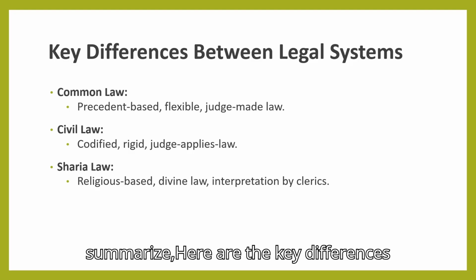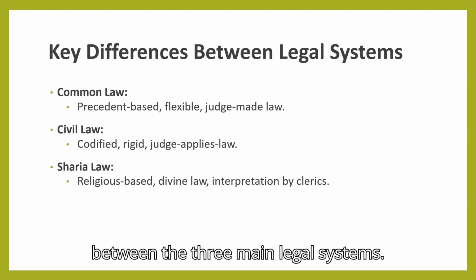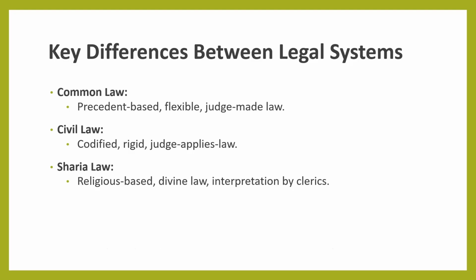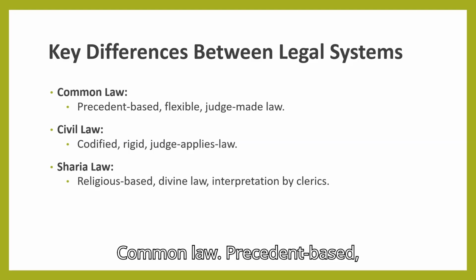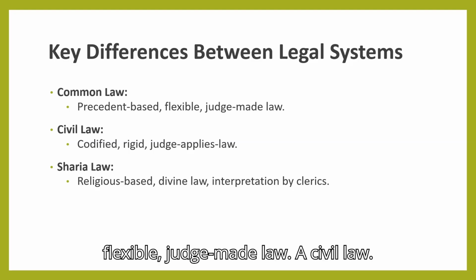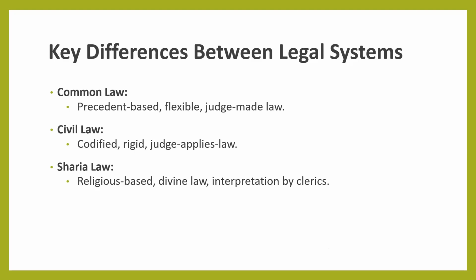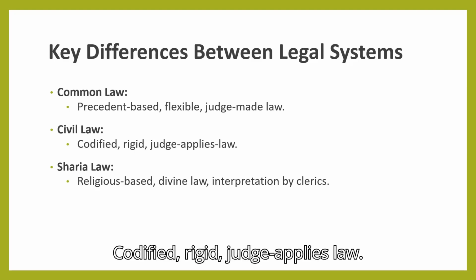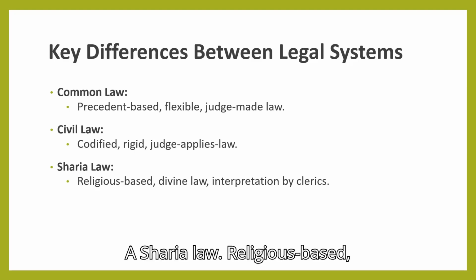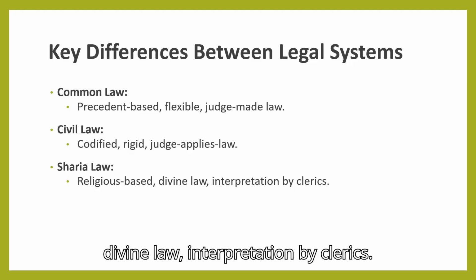To summarize, here are the key differences between the three main legal systems. Common law: precedent-based, flexible, judge-made law. Civil law: codified, rigid, judge applies law. Sharia law: religious-based, divine law, interpretation by clerics.